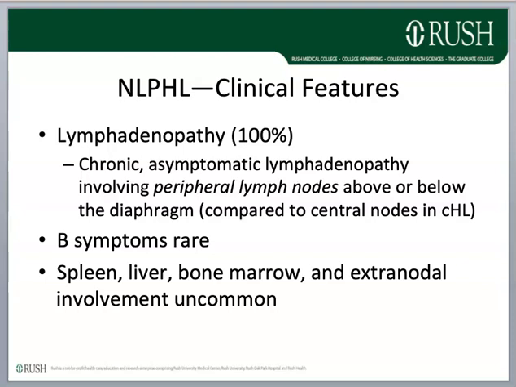NLPHL tends to present as a chronic asymptomatic lymphadenopathy involving peripheral lymph nodes either above or below the diaphragm rather than central nodal sites. Also, B symptoms are rare in this variant, and splenic, hepatic, bone marrow, and extranodal involvement is uncommon with this variant.